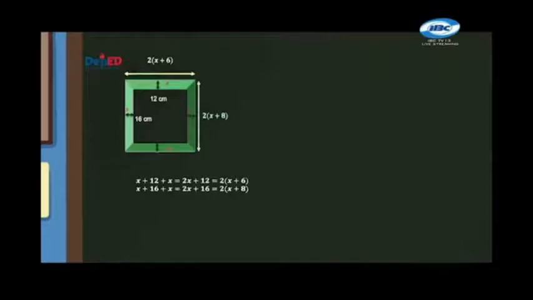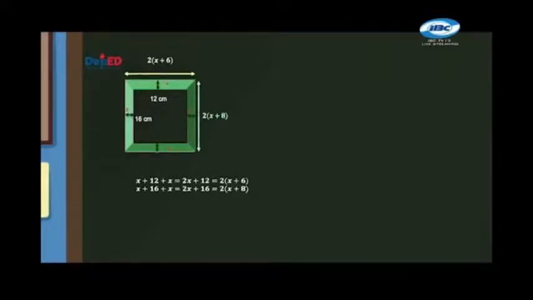Time is up. Let x be the width in centimeters of the border of the frame. Hence, the width of the frame is equal to x plus 12 plus x, or 2x plus 12, which is equal to 2 times the binomial x plus 6. While the length in centimeters is equal to x plus 16 plus x, or 2x plus 16, and in factored form, 2 times the binomial x plus 8.